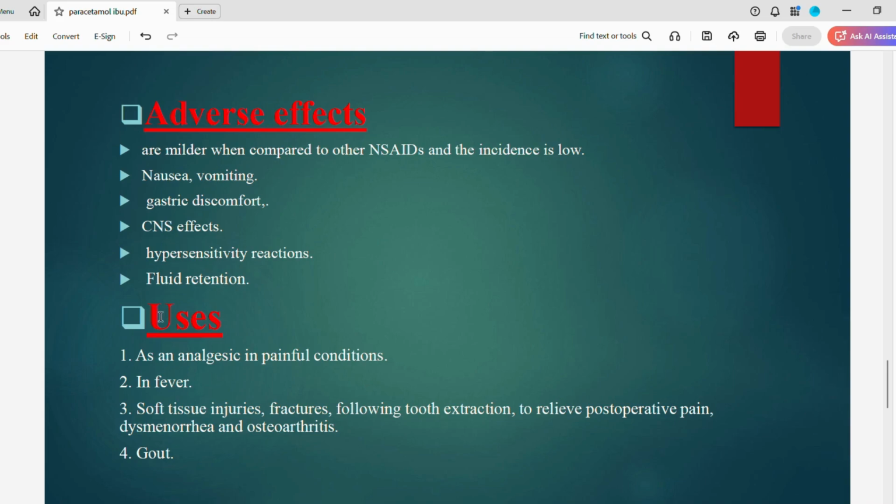So uses are, it can be used as an analgesic in painful conditions, as it is more commonly prescribed, but adverse effects are less common than aspirin and paracetamol. In fever, soft tissue injuries, fractures, following tooth extraction, to relieve post-operative pain, dysmenorrhea, and osteoarthritis. This can be used in all these conditions, okay, and also in gout.